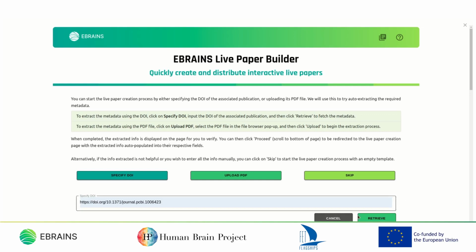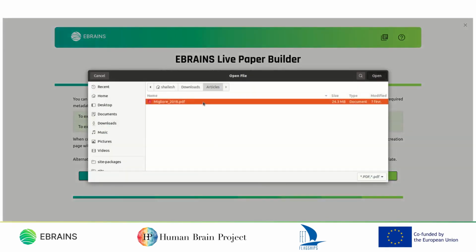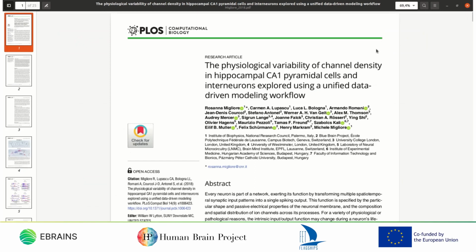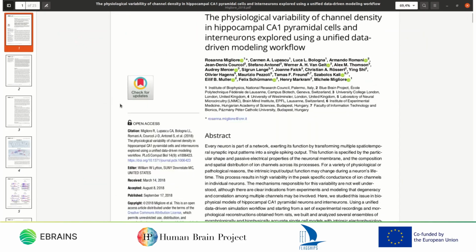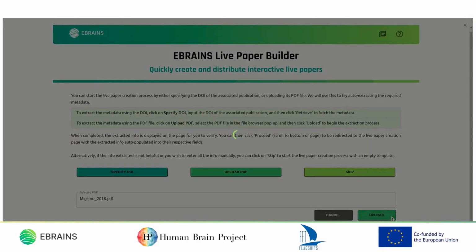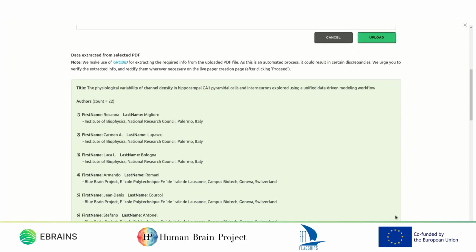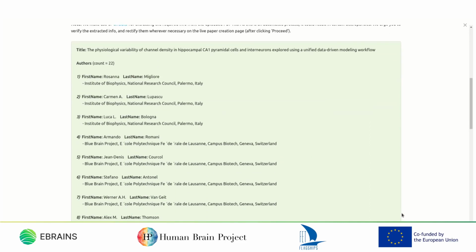The second option is to upload the PDF of the associated publication. The PDF, as you see here, is just the article downloaded from the journal's website. We make use of a machine learning tool called Grobid for auto-extracting the required information from the PDF. As we see here, we do obtain way more information than we did via the DOI. For starters, we do have all the affiliations here.